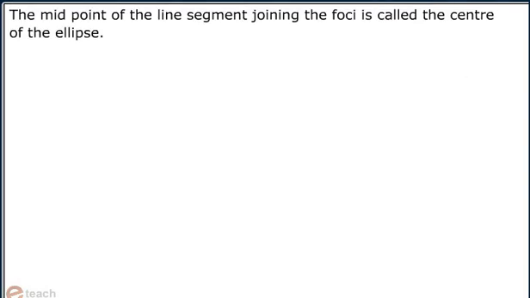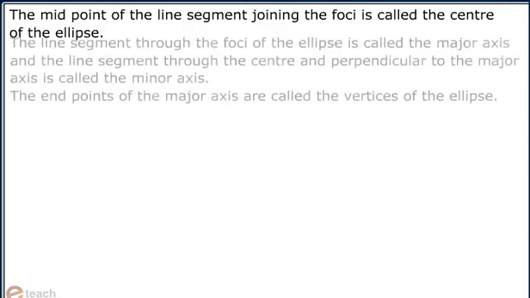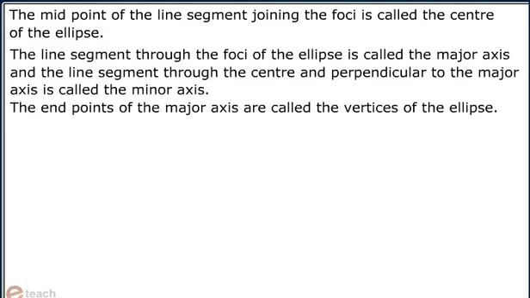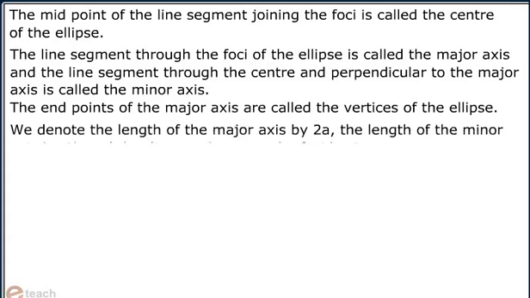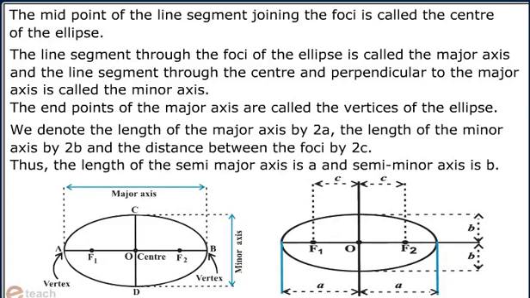The midpoint of the line segment joining the foci is called the center of the ellipse. The line segment through the foci of the ellipse is called the major axis, and the line segment through the center and perpendicular to the major axis is called the minor axis. We denote the length of the major axis by 2a, the length of the minor axis by 2b, and the distance between the foci by 2c. Thus, the length of the semi-major axis is a and the semi-minor axis is b.